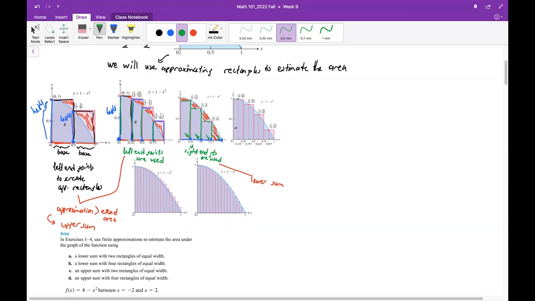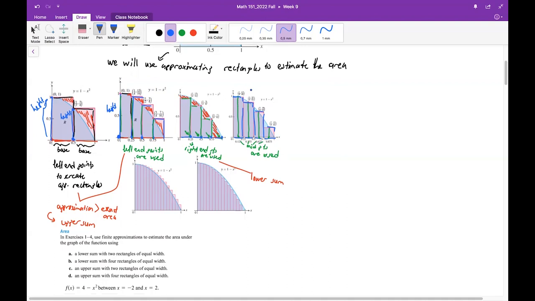And look at the last one. This time we will be using the midpoints to create our rectangles, okay? So midpoints of the intervals are used to create the rectangles. How do you create the rectangles here? These are the bases. You choose the midpoints, go up till the curve. This will be the height, and you create your rectangle over that base with this height. And similarly for all the others, this is the height, this is the height, this is the height, determined by the curve, and then you create your rectangles.